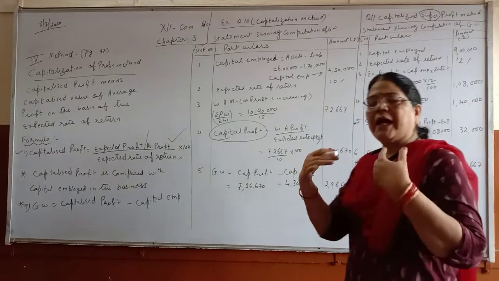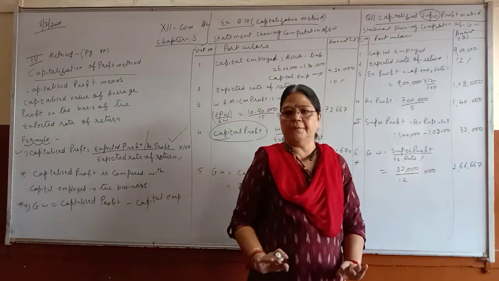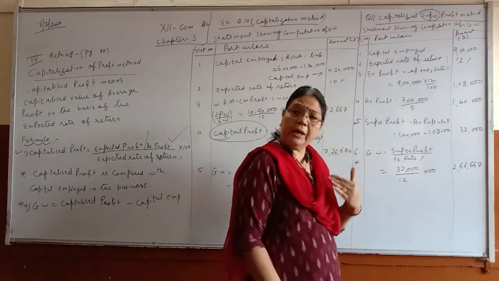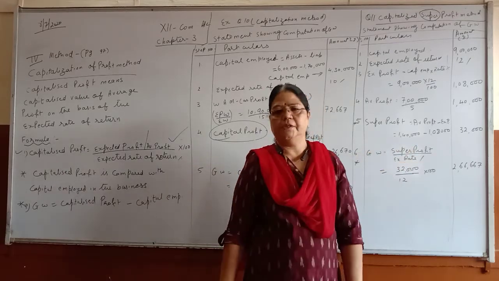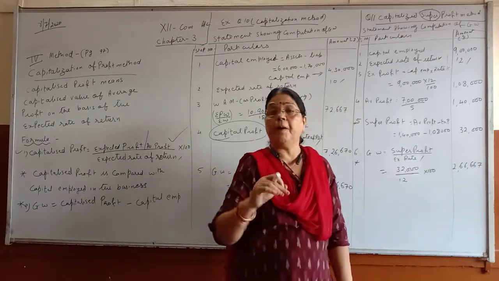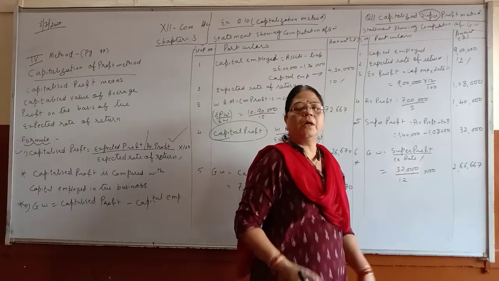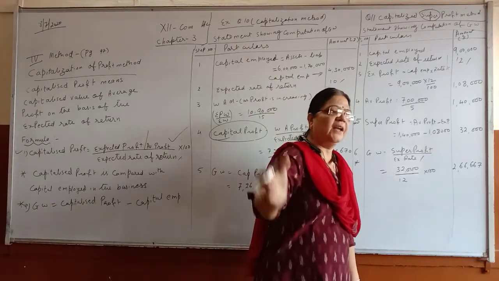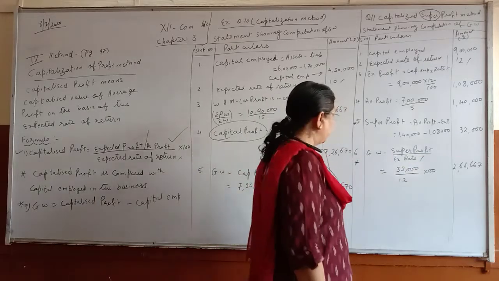How much I wanted? I wanted only 1,08,000. But when you calculated, how much did you get? I got 1,40,000. So what is the difference? 32,000. It is super profit, over and above expected profit. Over and above expected profit is known as super profit. So 32,000 is your super profit.